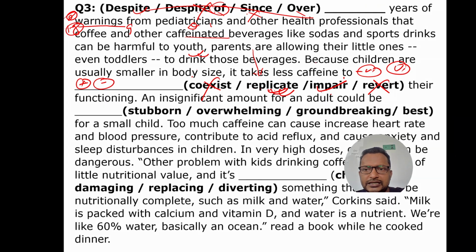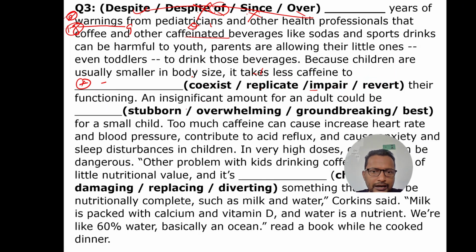Now come back and see, because children are usually smaller in body size, it takes less caffeine to dash their functioning. Impair their functioning, not replicate. Replicate is you are making 2, right? Impair is something giving harm. You are degrading the quality. So that is called impair. Okay, their functioning. I hope it is clear now. And then let's go to the next option.